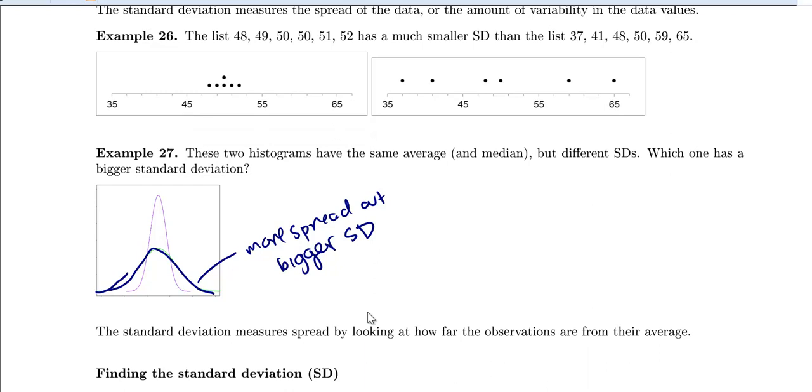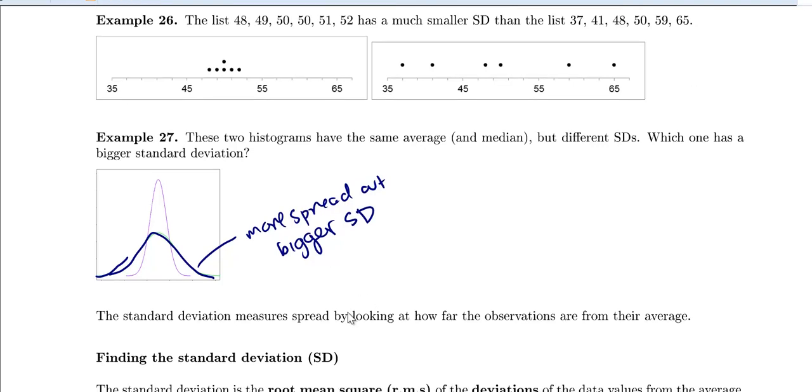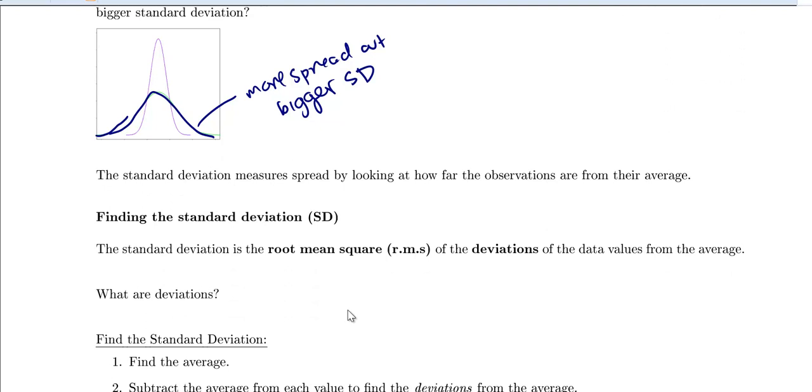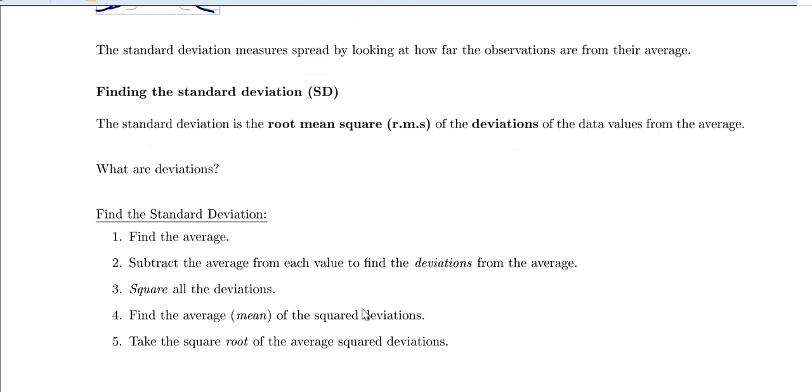And to actually find your standard deviation: it measures spread by looking at how far your observations are from the average. So we have some specific steps to actually compute our standard deviation. The standard deviation is a term that our textbook likes to describe as the root mean square of the deviations of the data values from the average. First of all, though, what are deviations? Deviations just means the change from the average.